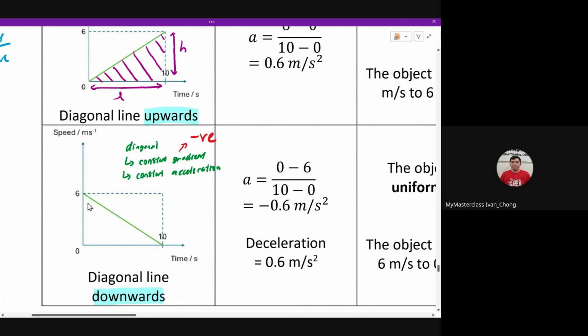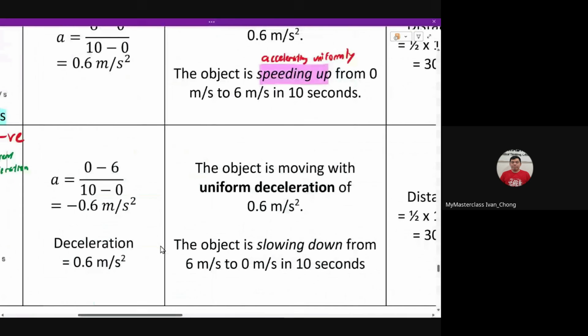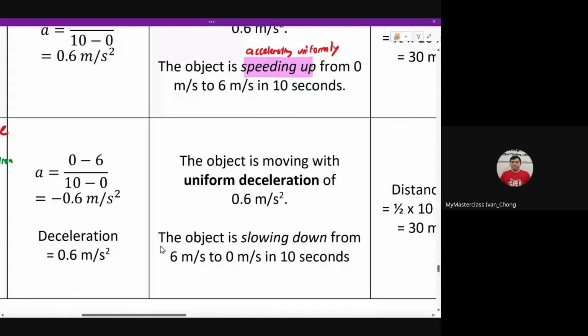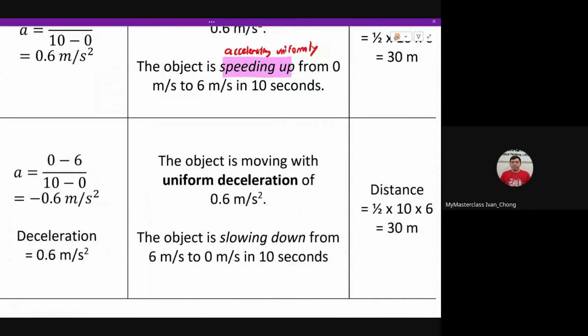So what does this mean? You can see that your speed is actually decreasing when time moves from 0 to 10 seconds. My speed is actually decreasing from 6 all the way to 0, right? So you are slowing down. So because I'm slowing down, I actually decelerate. My object is moving with uniform deceleration. So I'm slowing down itself. So instead of saying slowing down, you can also say decelerate uniformly.